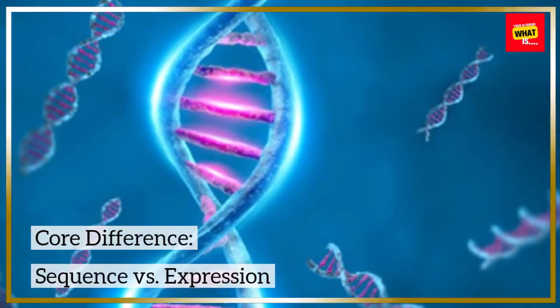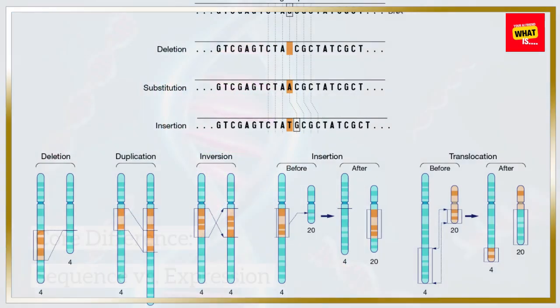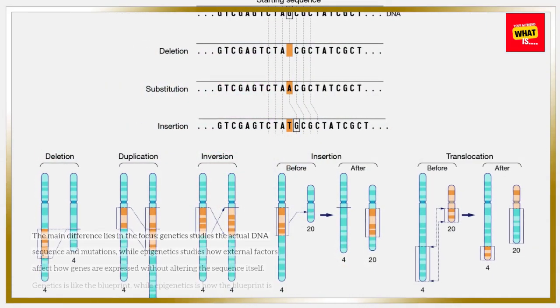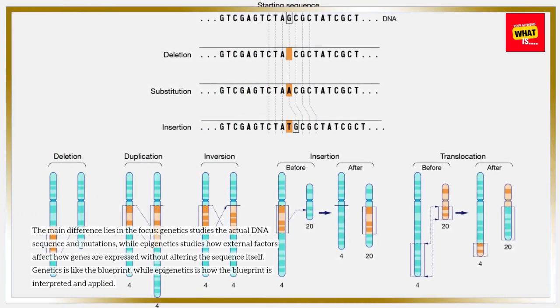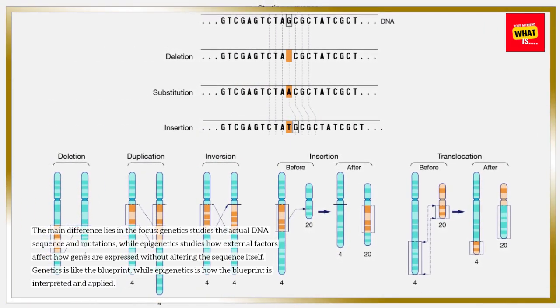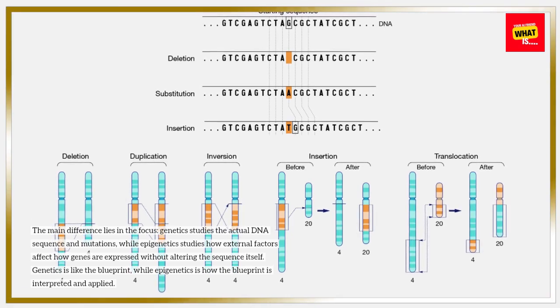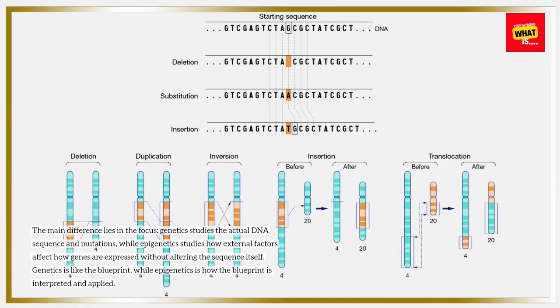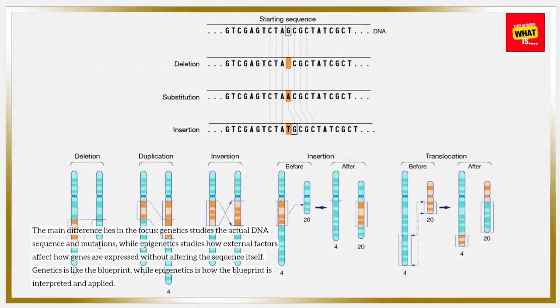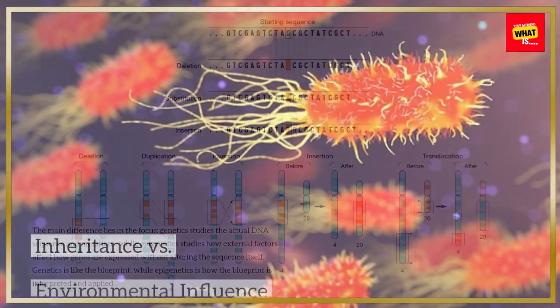Core difference. Sequence versus expression. The main difference lies in the focus. Genetics studies the actual DNA sequence and mutations, while epigenetics studies how external factors affect how genes are expressed without altering the sequence itself. Genetics is like the blueprint, while epigenetics is how the blueprint is interpreted and applied.